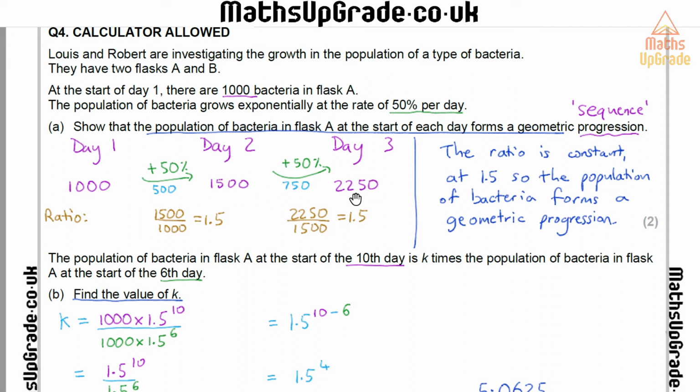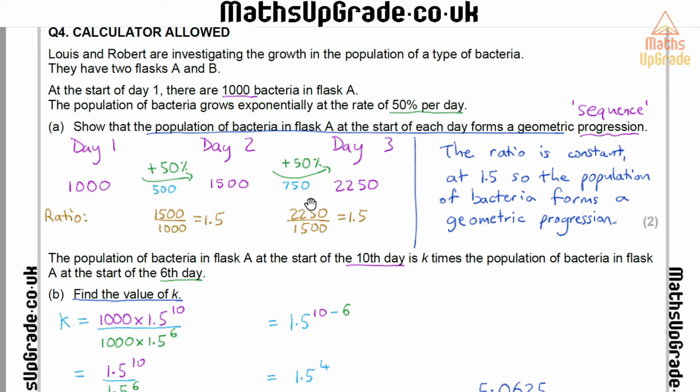Now, if it's a geometric sequence, it will have a constant ratio, right? So the ratio between different days will always be the same. So let's find the ratio between day 2 and day 1. In other words, how much has it increased by from day 1 to day 2? Well, it's increased by 1,500 divided by 1,000. So that's the rate of increase. So it's increased by a factor of 1.5.